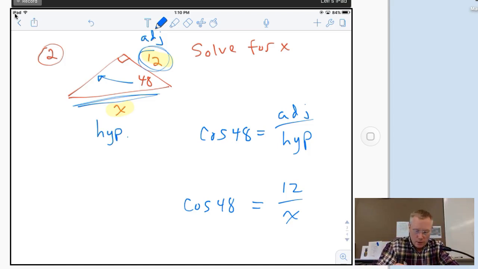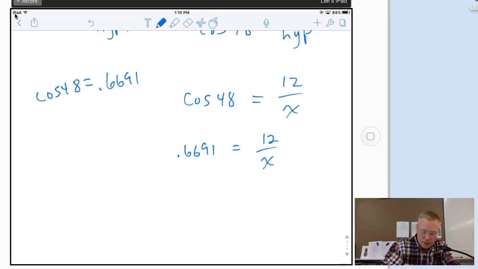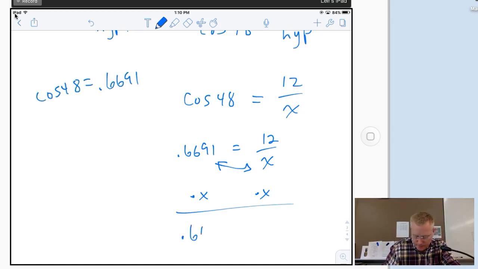Hit 48 and cosine in my calculator. Once again, make sure you're in degrees, not radians, which is equal to 0.6691. Okay, so I got 0.6691 equals 12 over x. And now you could either do my shortcut, switching these 2, or you could multiply by x and then divide by the decimal.